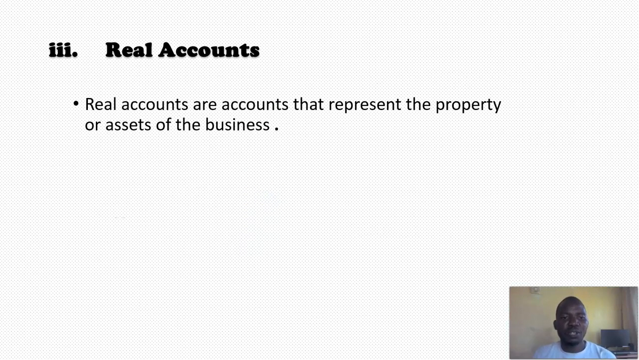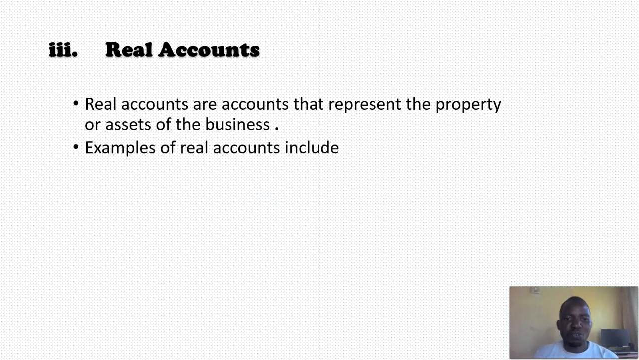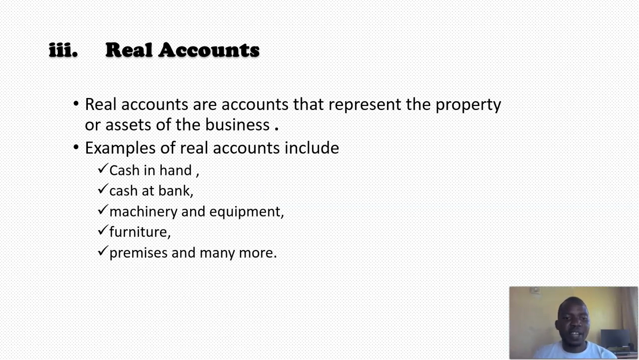Now let's look at the third one, which is real accounts. Real accounts are accounts that represent property or assets of the business. What are these? Let's look at some examples of real accounts. Cash in hand, cash at bank, machinery and equipment, furniture, premises, and many more. As long as it is an asset, you are supposed to group it under real accounts.